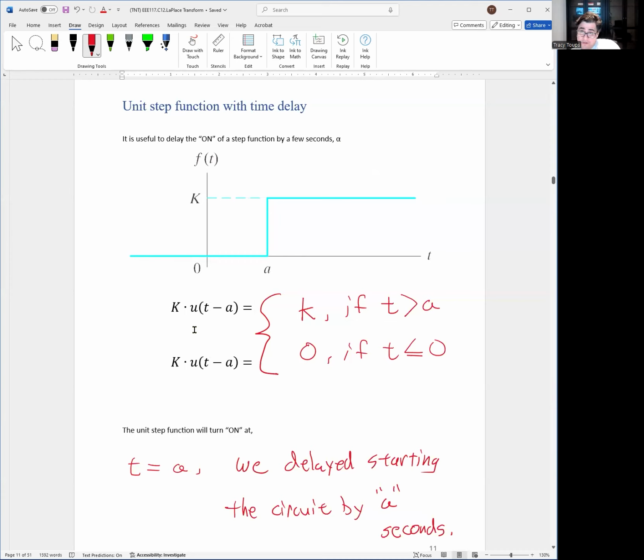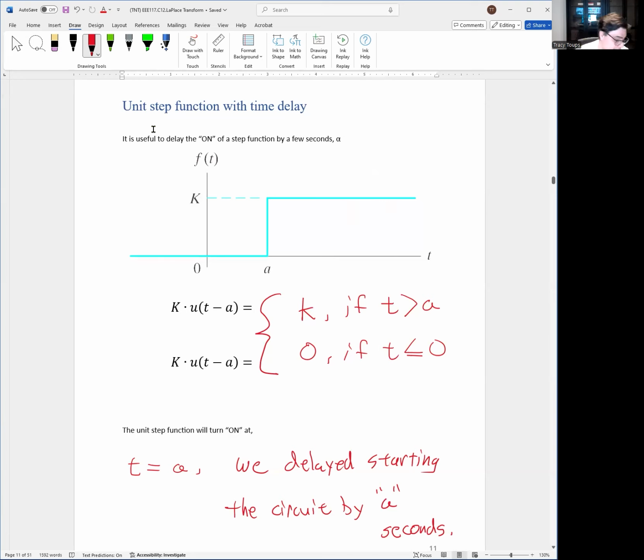Any time shift in a circuit can be represented by saying t minus the time shift. So I time shifted from 8 a.m. to 9 a.m., a 1 hour delay, so I would say t minus 1 hour. So that I shifted the whole circuit over by some delay of alpha. It could be 1 second, 2 seconds, 50 seconds, whatever it is. And the function will be k if t is greater than a, not 0.